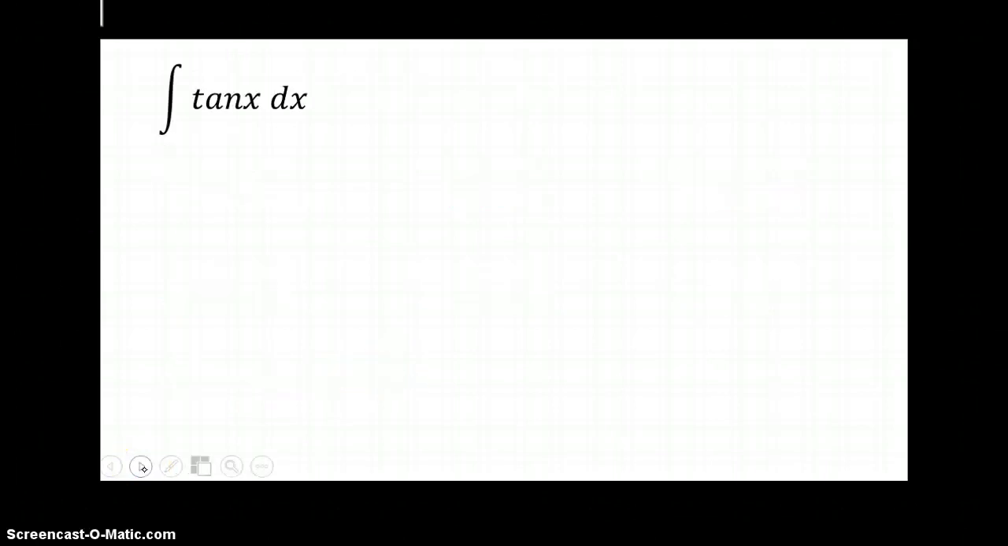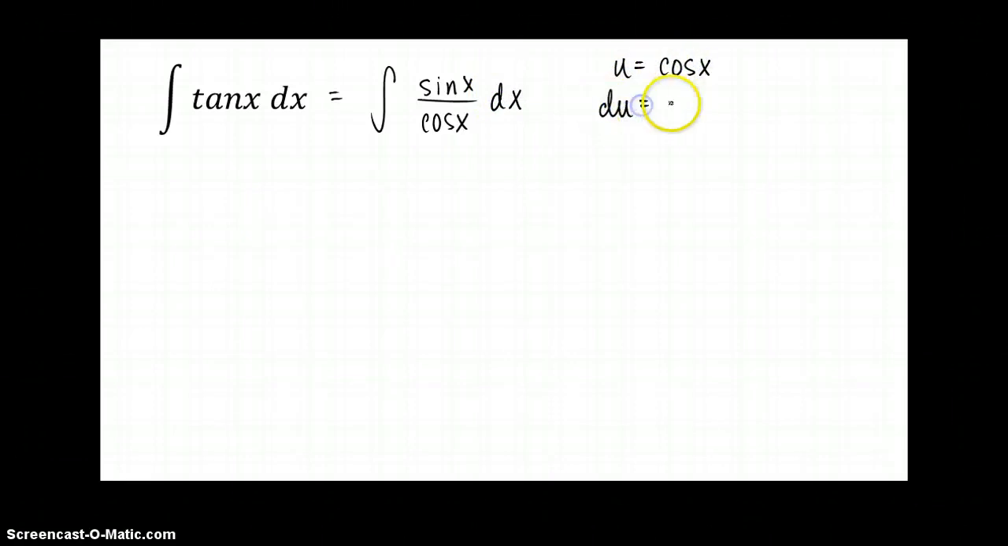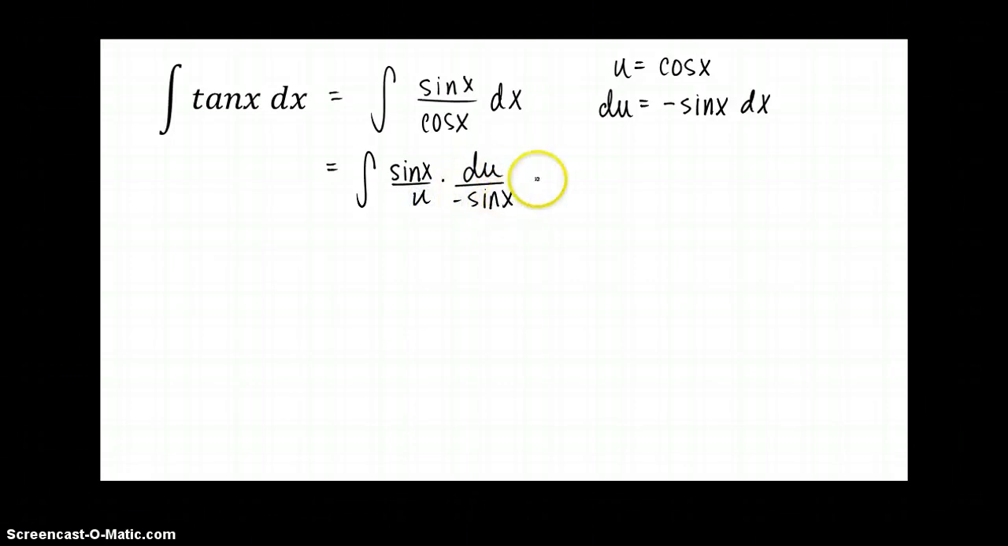Okay, so let's look at the antiderivative of the tangent of x. So I'm going to rewrite this as sine of x over cosine of x dx. Now I'm going to make a u substitution. I'm going to pick the denominator, which makes du negative sine of x dx. So we have sine of x over u times du over negative sine of x.